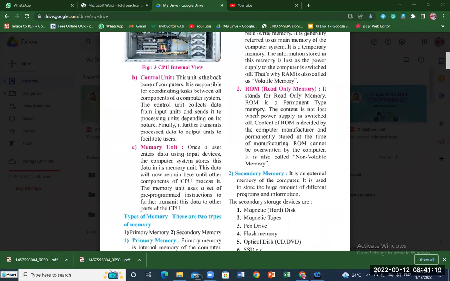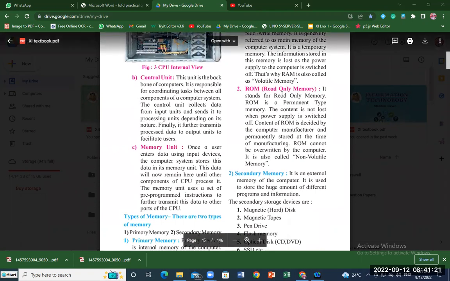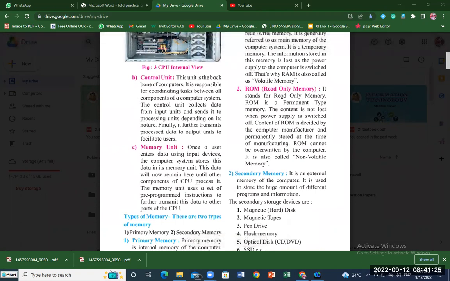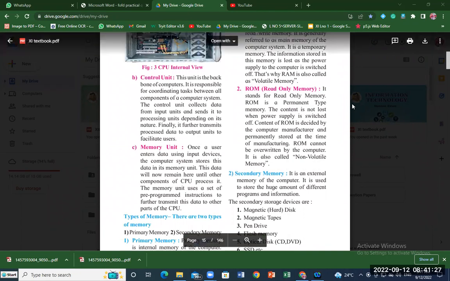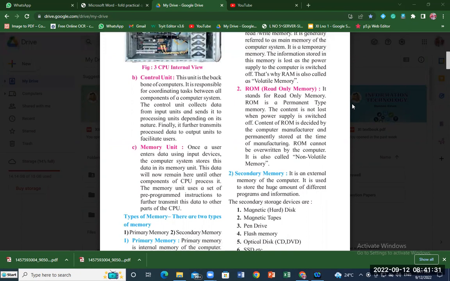But read-only memory is the opposite one. I can just read from this memory. I can't write anything in this memory. ROM is the permanent type of memory. It is a main memory, but permanent. I can't do anything with the ROM. The content is not lost when the power supply is switched off. The content remains the same because the contents are permanent. As RAM was temporary, ROM is permanent.